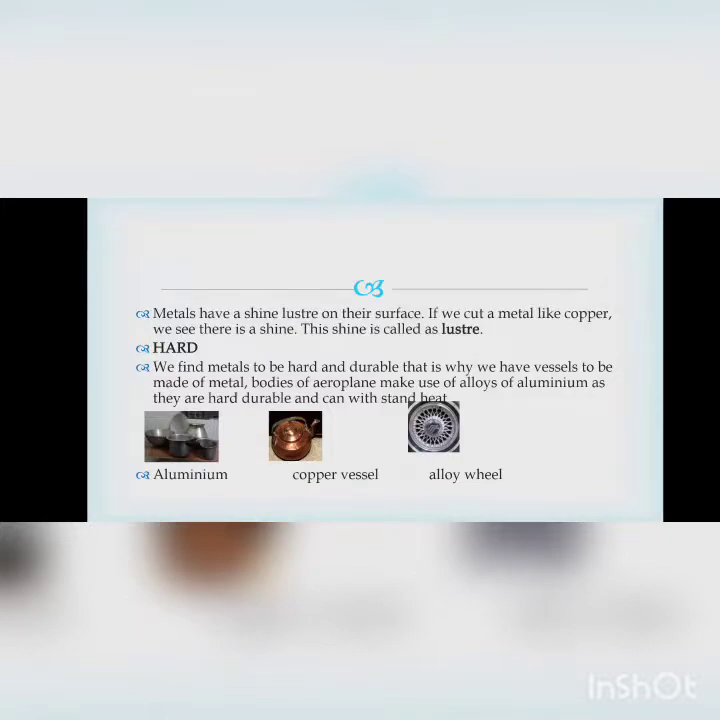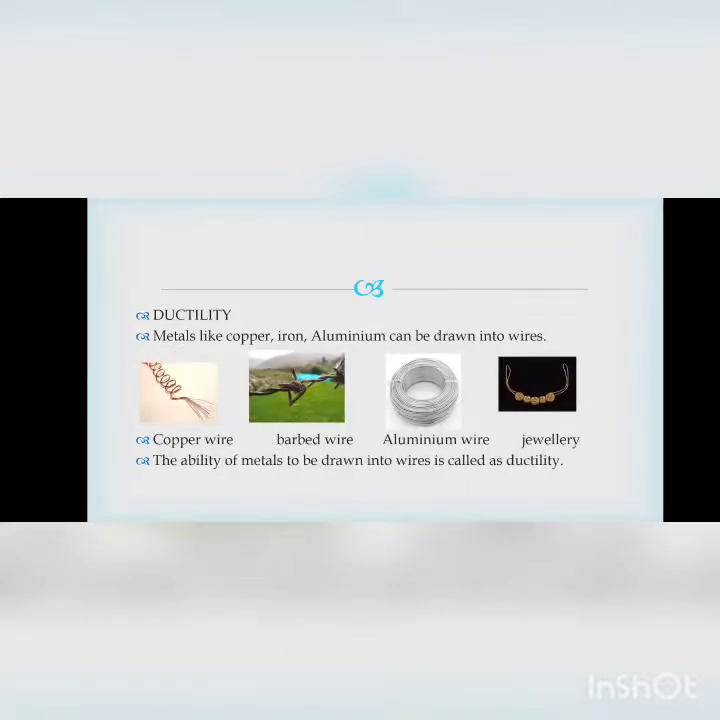Bodies of aeroplanes make use of alloys of aluminium, as they are hard, durable, and can withstand a great amount of heat. Ductility. Well, you must have seen the wires in your home. They are either made of copper or aluminium. Usually they are made of copper. So metals like copper, iron, aluminium can be drawn into wires.